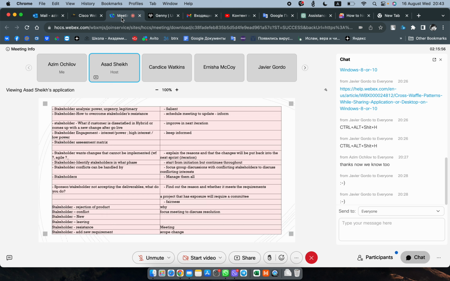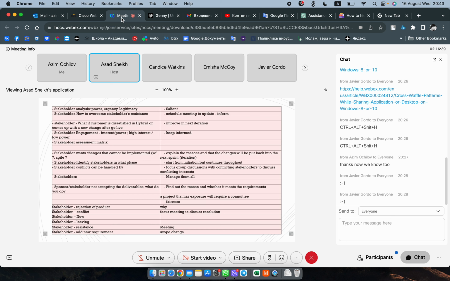How to overcome stakeholder resistance: schedule a meeting to update. This is a repetition of what we already did. What if the customer is dissatisfied in hybrid, or comes up with a new change after go live? We didn't talk about that. After go live, what do you do? Improve in the next iteration. I did mention that: if somebody comes back and says, add something to it, and you're in an agile type methodology, you're not going to say we'll go ahead and do it. You're going to say we'll do it in the next iteration, the next sprint. That's the answer for that one.